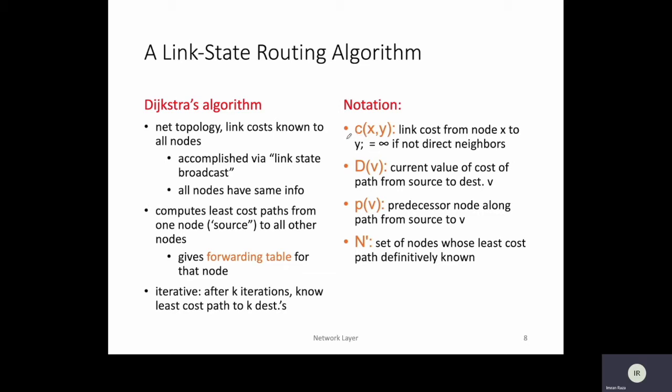So first of all, this c(x,y) is the cost to reach from X to Y. So it's the link cost to reach from node X to Y, right?